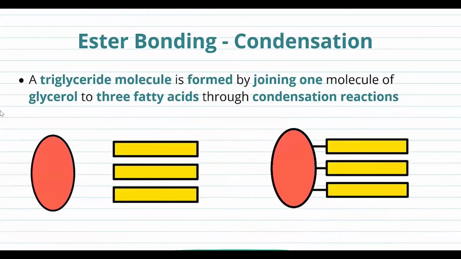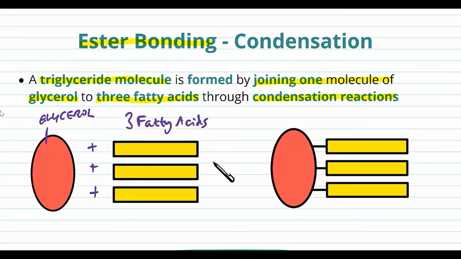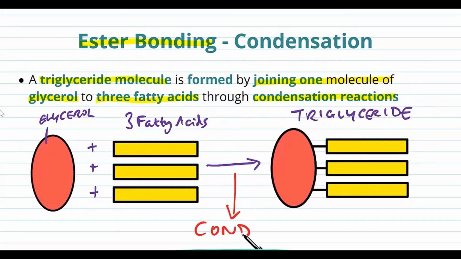So looking at the molecule in more detail, we need to talk about the ester bond. The triglyceride molecule is formed when we join one molecule of glycerol to three fatty acids, and we do this through condensation reactions. So remember, the triglyceride has those two components. We have the glycerol joined to three fatty acids, and as these get joined, they form the triglyceride. And this type of reaction is known as condensation.